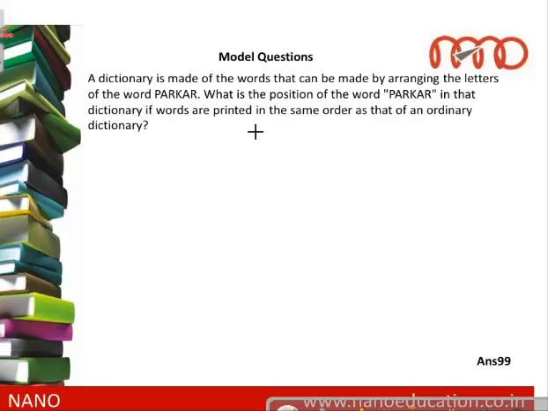A dictionary is made of words that can be made by arranging the letters of the word parkar. What is the position of the word parkar in the dictionary, if words are printed in the same order as that of an ordinary dictionary? So in an ordinary dictionary, we know words are listed in alphabetical order. Letter starts with A, and then you will have letters with K, then P, and then we have 2 R's.